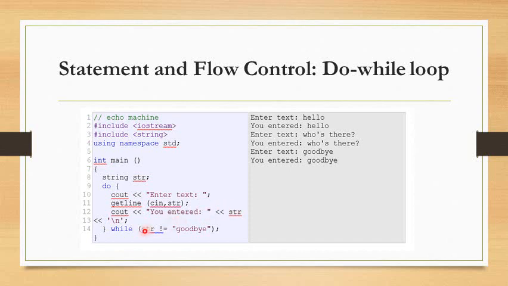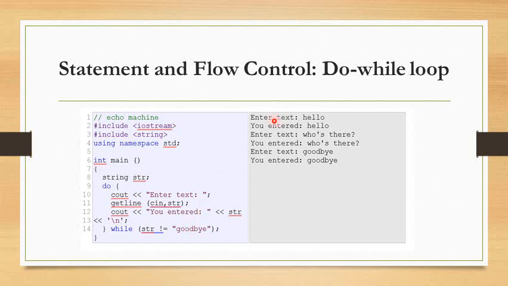The loop will terminate if and only if the user types goodbye. Otherwise, it will keep on asking to enter the text. Then it will tell the user "You entered" the text. Whatever the user types, it will just say "You entered" that text. It will keep on doing this loop until and unless the user types goodbye. In that case, it will terminate the loop.